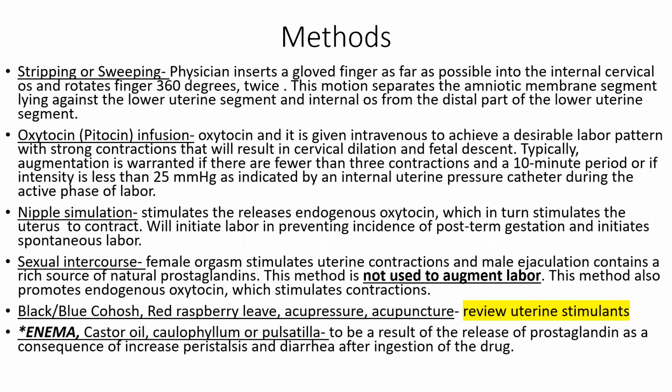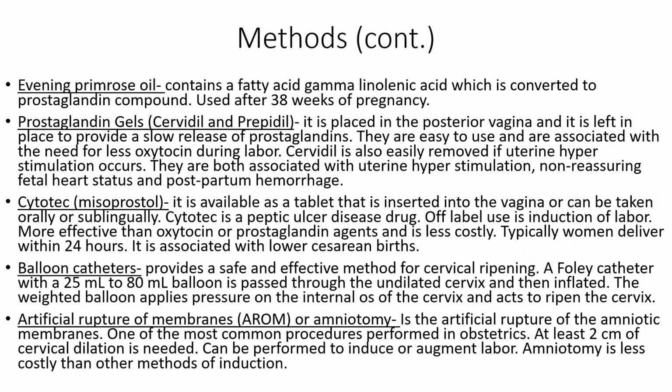I know before in the prenatal experience, there were those B's and G's and E's, those things you wanted to stay away from. We could start taking them now because we're trying to induce the laboring process. So review the uterine stimulants. We could do an enema to really release the prostaglandin at the correct site. Some more methods would be evening primrose oil. This contains a fatty acid which is converted to the prostaglandin compound, used after 38 weeks of pregnancy.